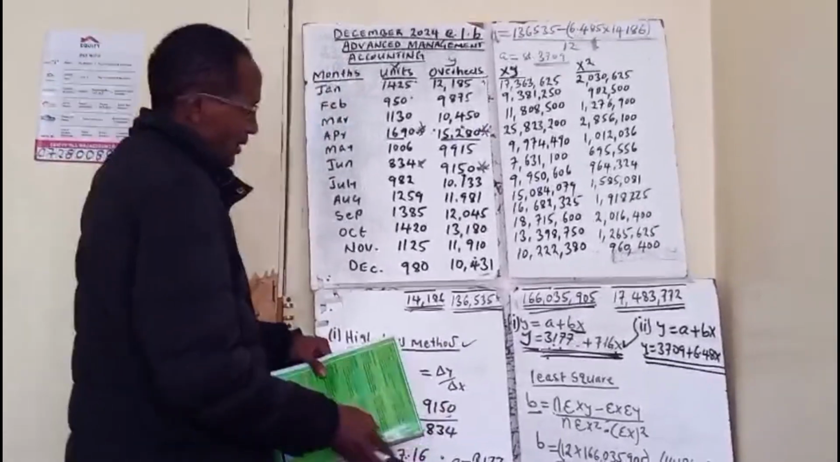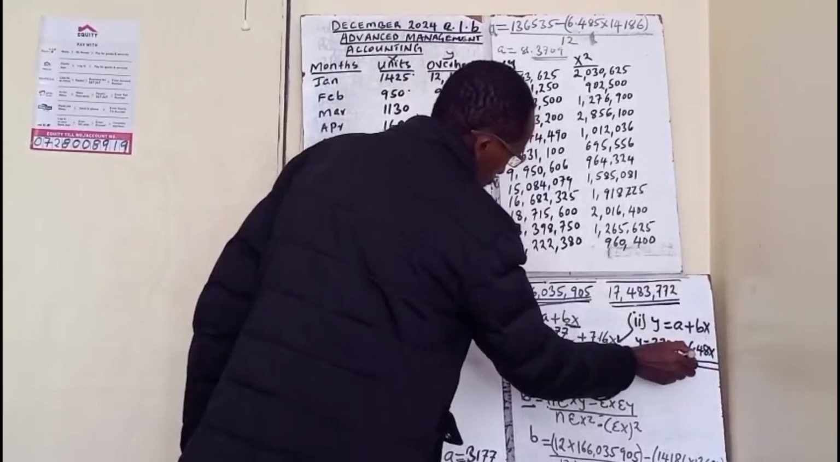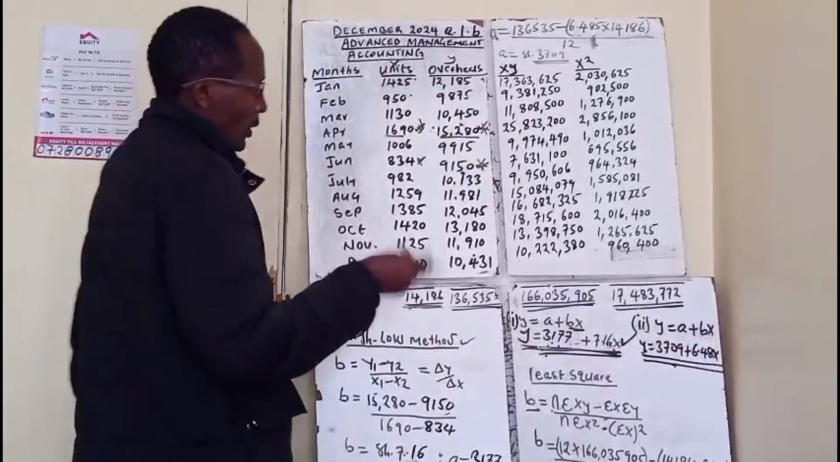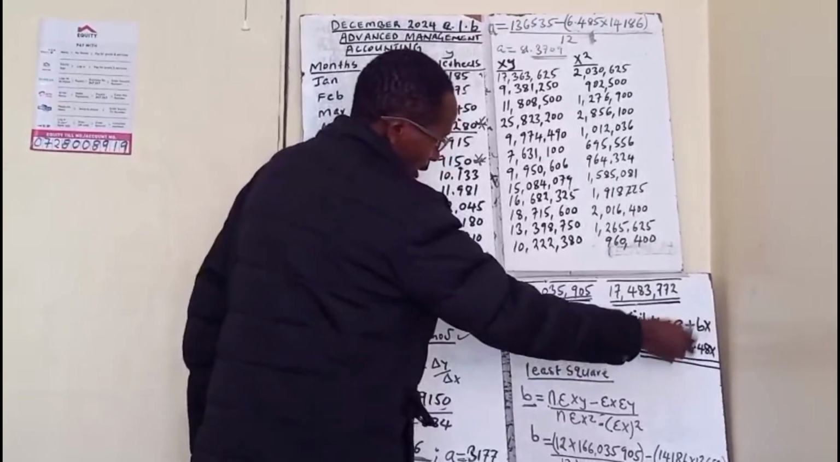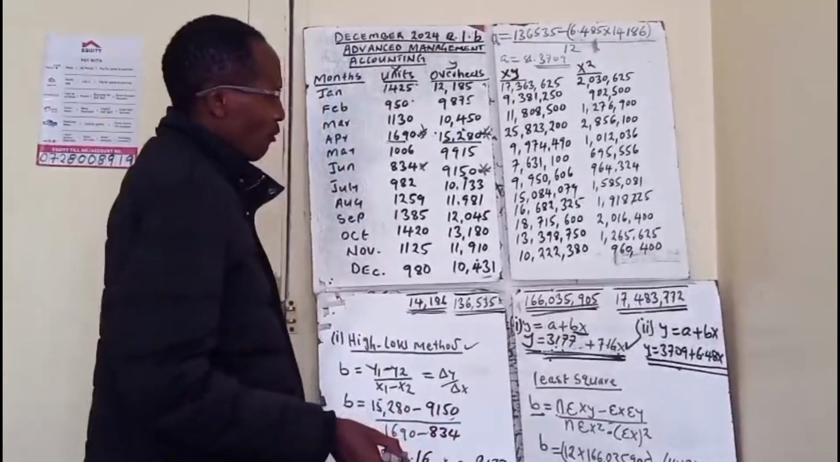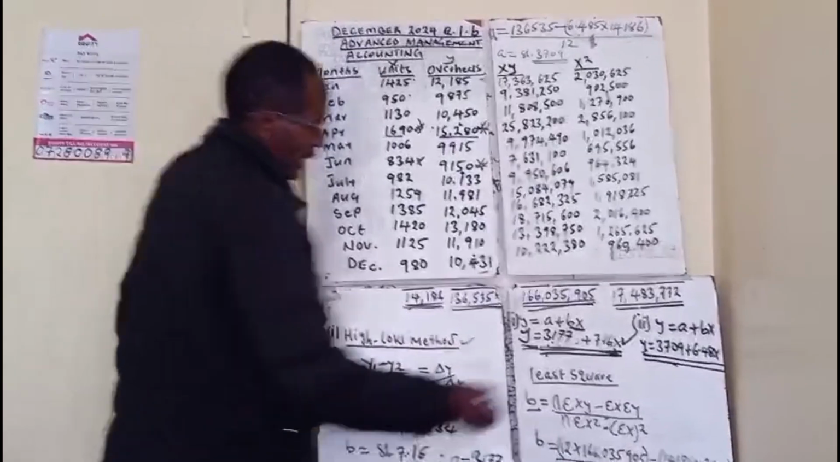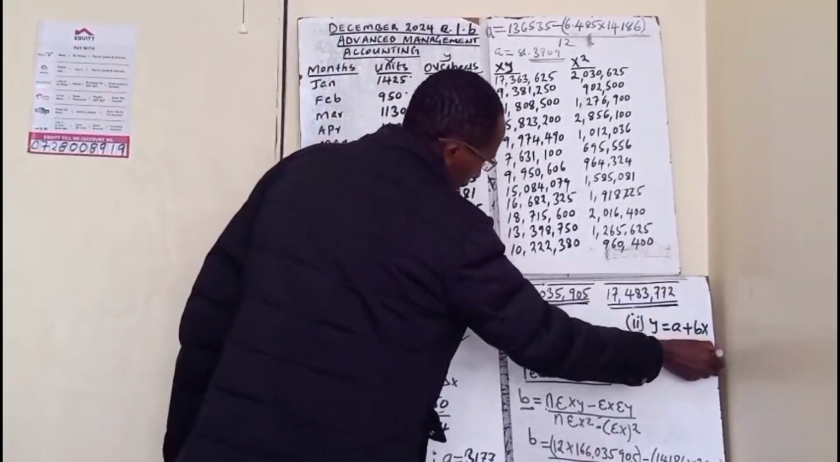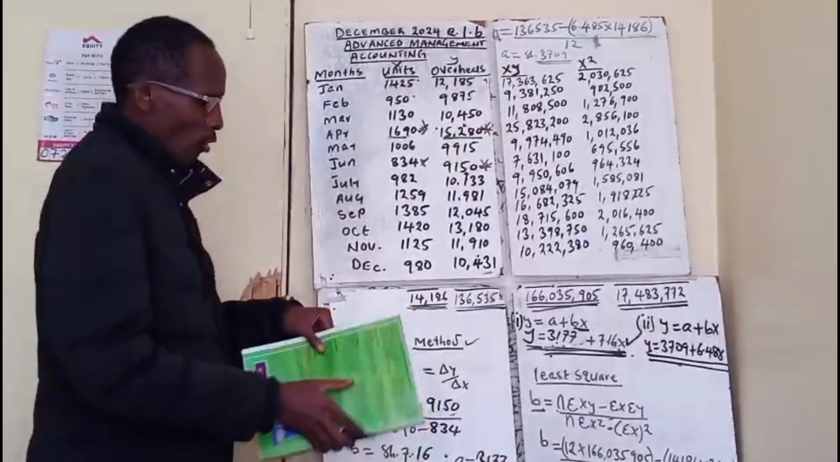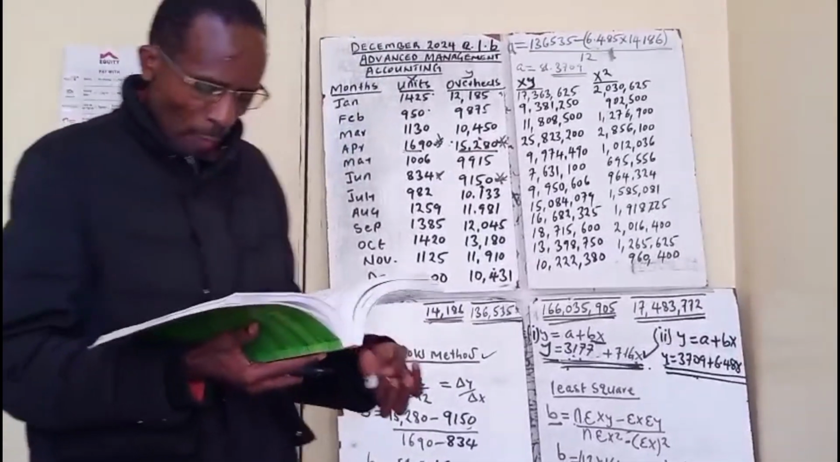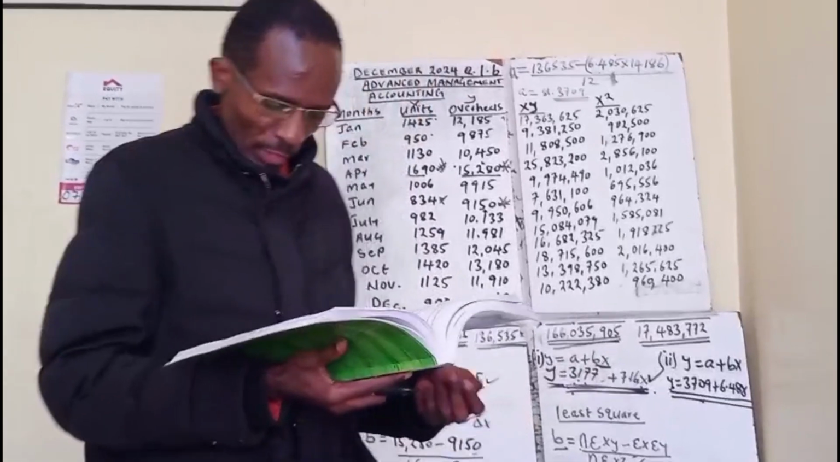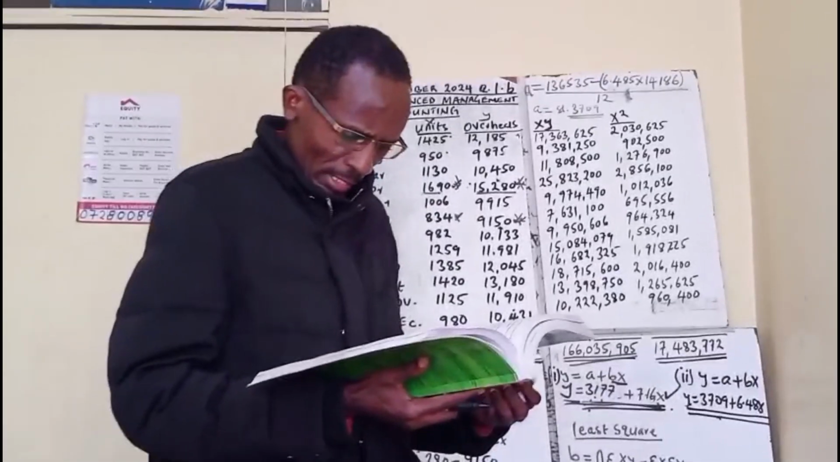So by answering part 2, we got y equals a plus bx, which is 7.709 plus 6.48x. So at any level of production, we should be able to get y by multiplying by x at any level of output. So that is the end of that. I'll leave part 3 because we'll cover that next time.